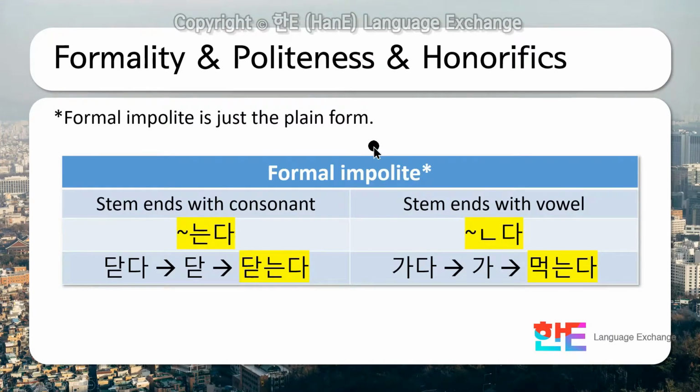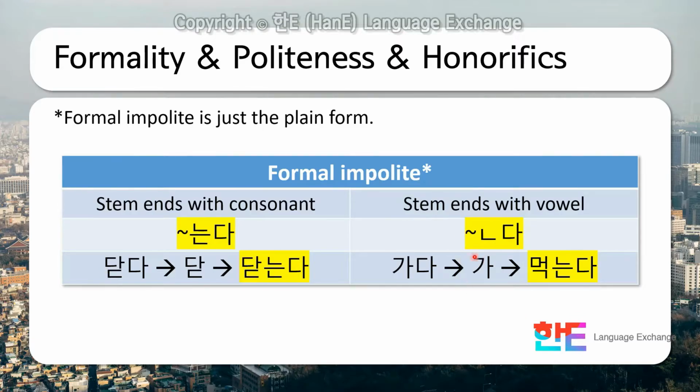So formal impolite is just the plain form that I've talked about previously, the one that is often used in writing. This is pretty easy, comparatively. When the stem ends with a consonant, for example, 닫다, you get the stem by removing 다, which gives us 닫. It ends with the ㄷ syllable, which is a consonant. So all we do is take the syllable block and add 는다 to it, so it becomes 닫는다. For the case where it ends with a vowel, for example, 가다, we know that by removing 다, we're left with 가.